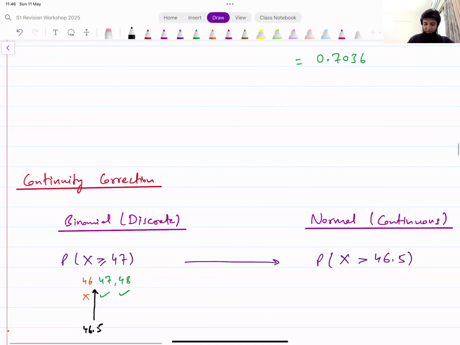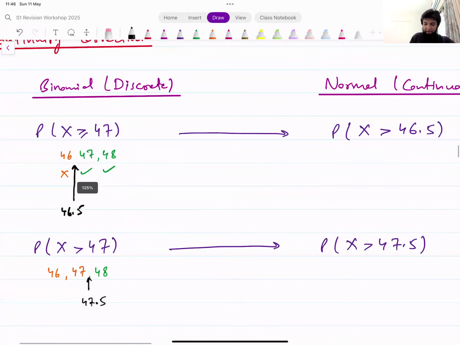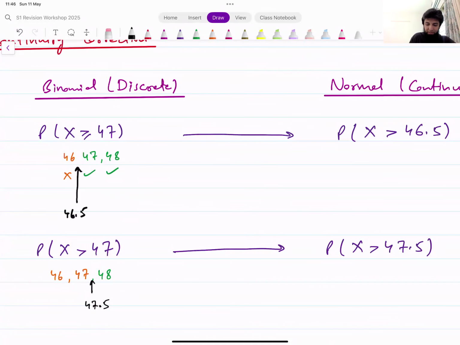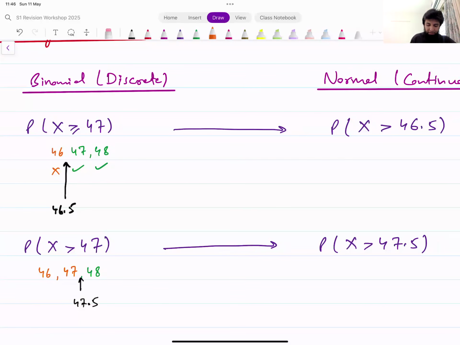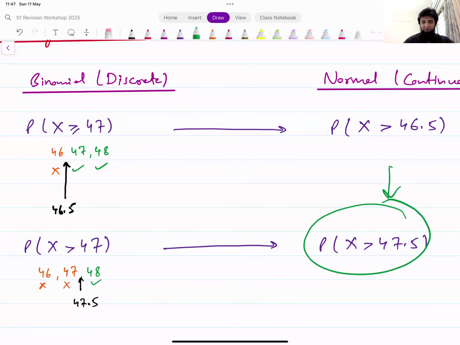So it becomes 46.5. If you had x greater than 47, what would you do in this case? Again, you think of those three numbers. Is 46 included? No. 47? No. 48? Yes. So it's changing between 47 and 48. You use the midpoint of them. That's 47.5. So in normal distribution, it will become greater than 47.5. That'll be the probability that you find from the table after converting it to z.